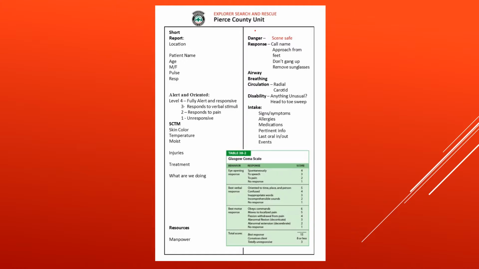The right-hand side over here, with the inclusion of alert and oriented and your SCTM, your skin color, temperature, and moisture, those belong over there as well. That's going to be the actual thorough assessment that you do. Once you've called in your short form report, you're going to continue working, your medic is going to continue working on the patient or the subject.